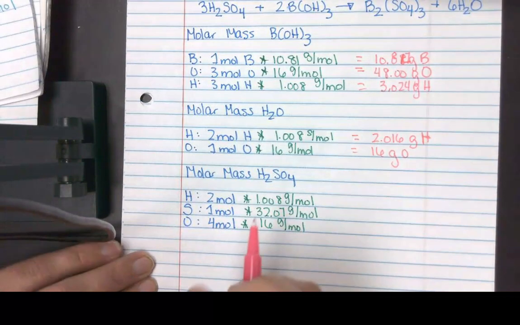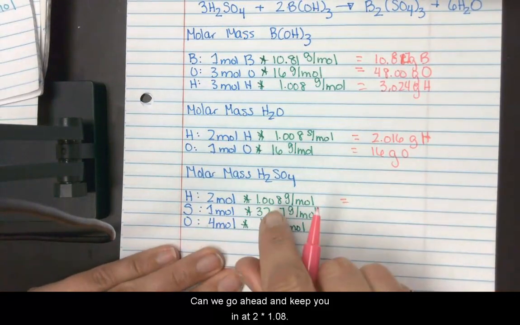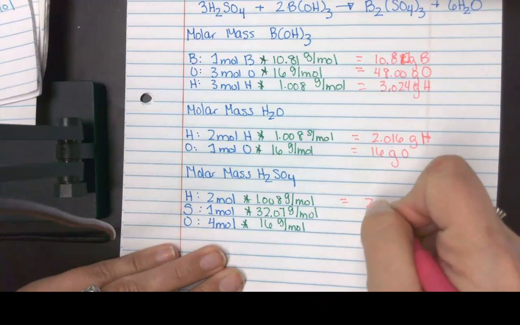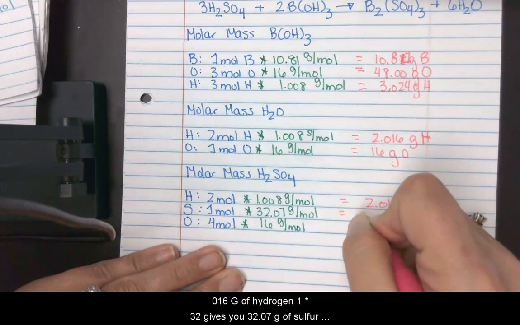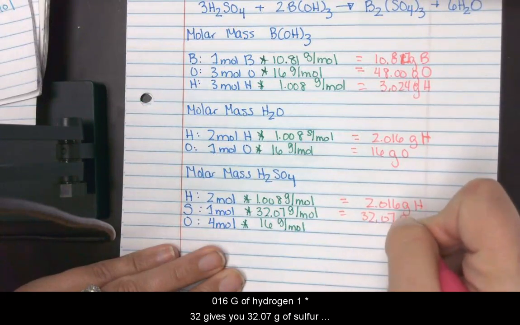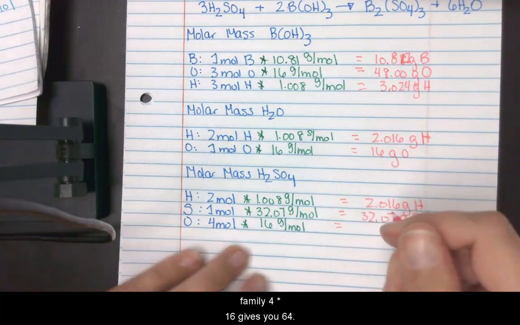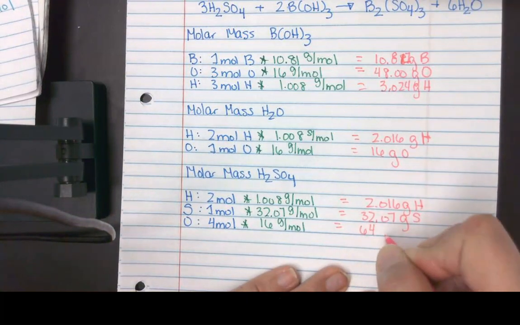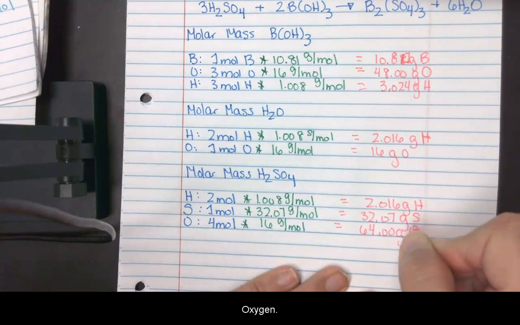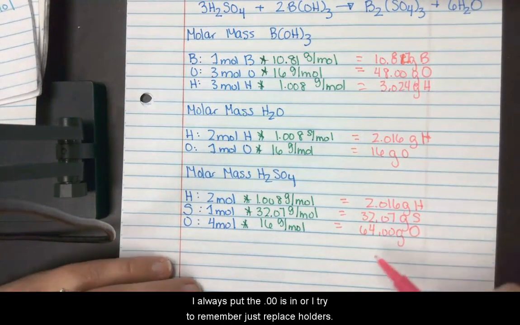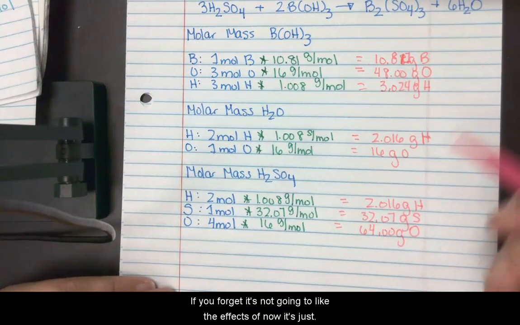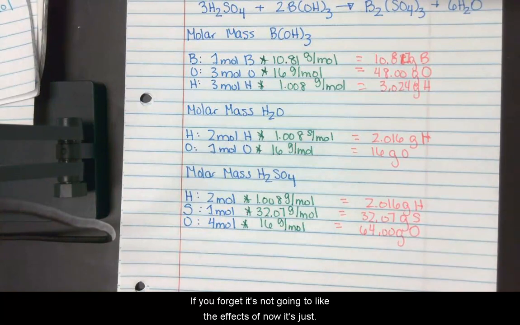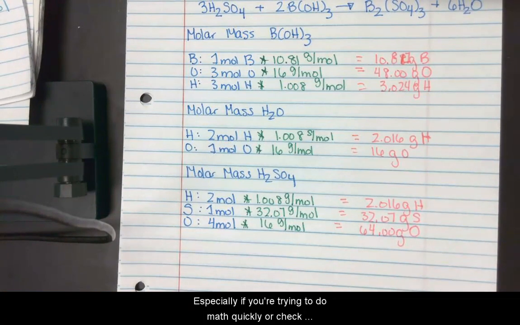That's an H. Then we go ahead and keep doing that. 2 times 1.008 gives you 2.016 grams of hydrogen. 1 times 32.07 gives you 32.07 grams of sulfur. Finally, 4 times 16 gives you 64.00 grams of oxygen. I always put the .00s in, or I try to remember just for placeholders, but if you forget, it's not going to affect your math. It's just, especially if you're trying to do math quickly or check your work, sometimes the placeholders can get funky.